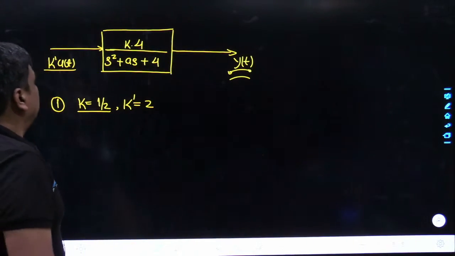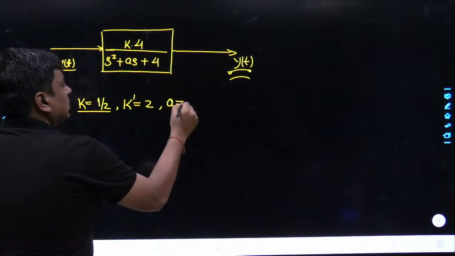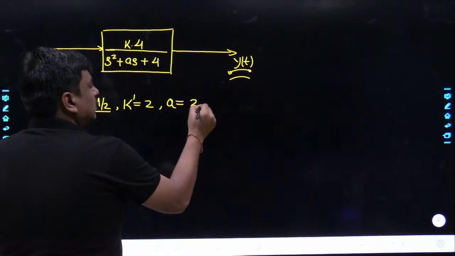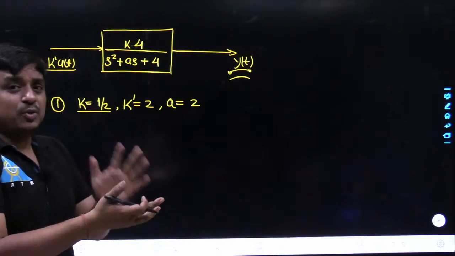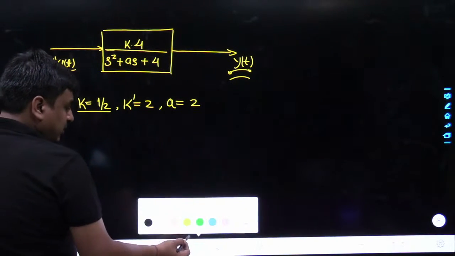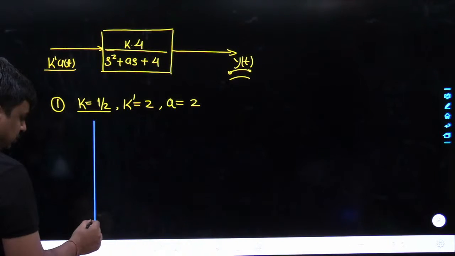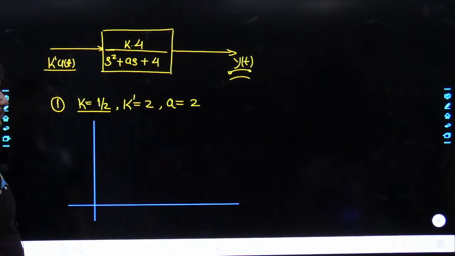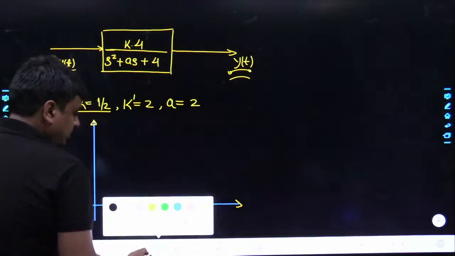Now I am taking the value of a equal to maybe 2. May I know how would be the response of the system? You can draw very well over this plane. Let me take the response axis and the time axis.